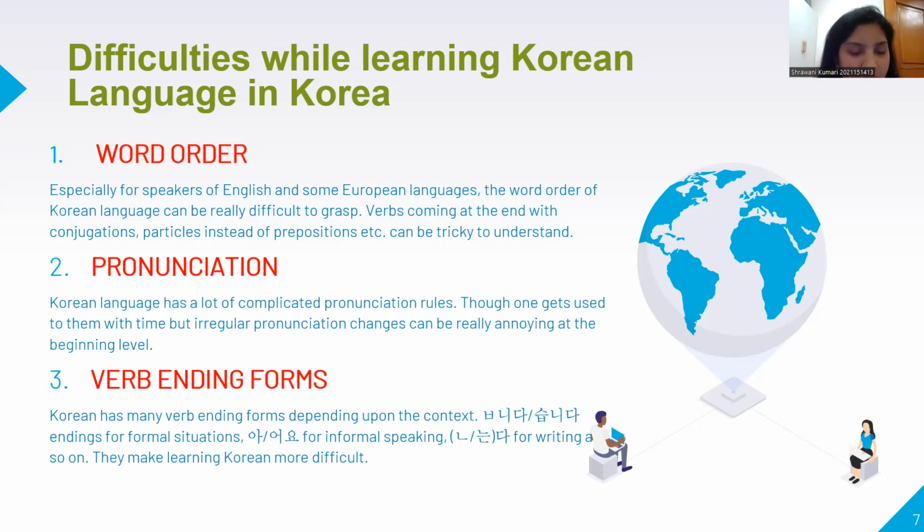And the third one is verb ending forms. So Korean has many verb ending forms depending upon the context, like hamnida, simnida, endings for formal situations, ayo, eoyo, for informal, nyanda, nanda, and so on. They make learning Korean much more difficult.